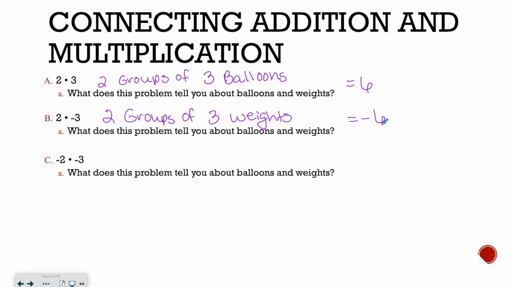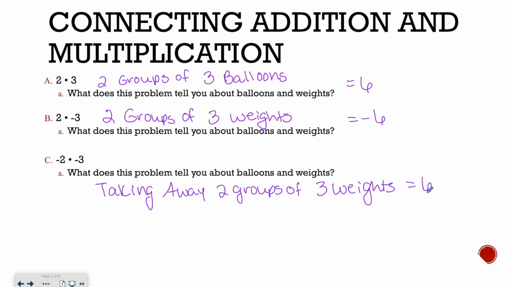And then negative 2 times negative 3, we were thinking about it as taking away two groups of 3 weights, which meant we were going up, and so we ended up at positive 6. So when we multiply two positives, we get a positive. And when we multiply a positive and a negative, and it doesn't matter what order we multiply in, we always end up with a negative. And when we multiply two negatives, we end up with a positive.